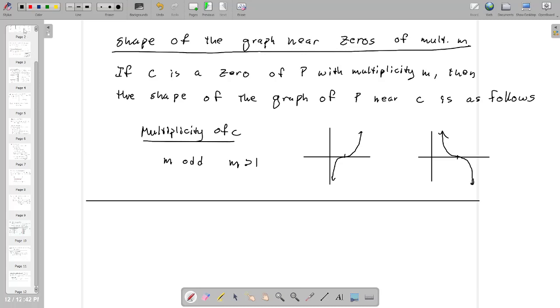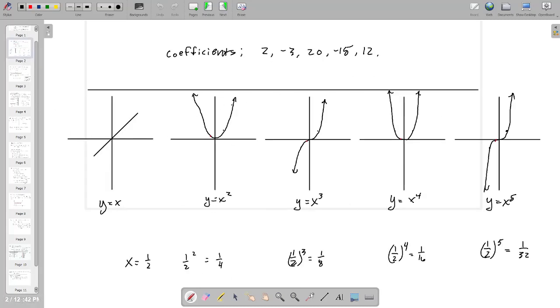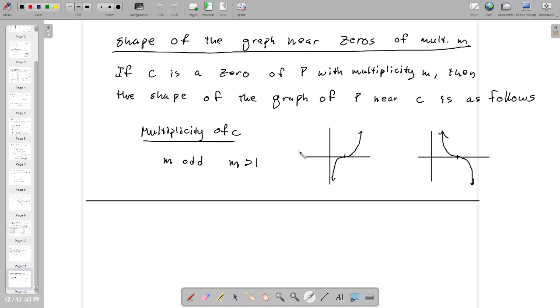It should remind you of these graphs up here, way back at the beginning of the lecture, where if we have an even degree, then you touch the x-axis and you bounce back. If you have an odd degree higher than 1, then you have this little squiggle that goes through the x-axis. Well, that's the same idea here. When the multiplicity of c is odd, then we have this little squiggle that goes through the root c.